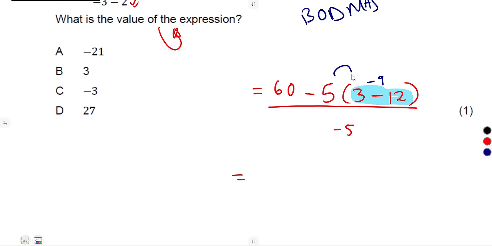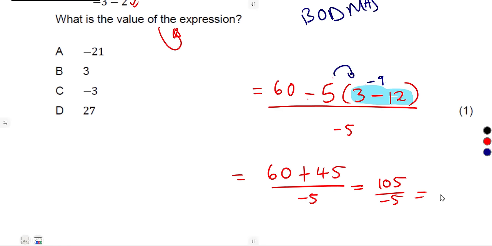So negative 5 times negative 9. It was going to be 60. Negative times negative is positive. I'm saying 5 times 9, which is 45. Everything over negative 5. So simplifying the numerator, that was going to give us 105 over negative 5, which is negative 21. So the best answer was going to be on A, just like that.